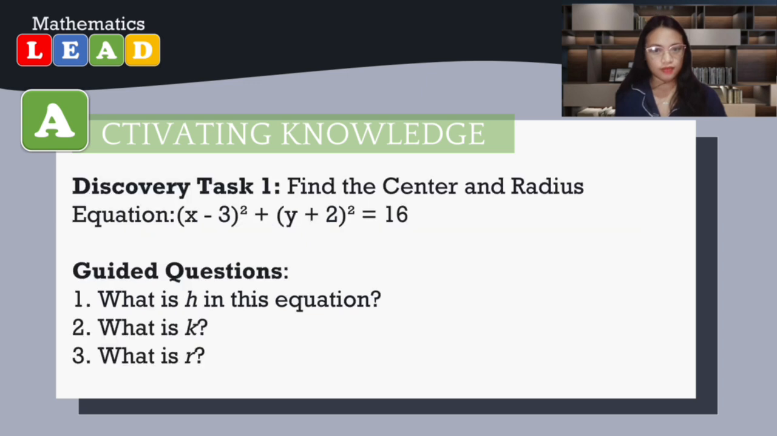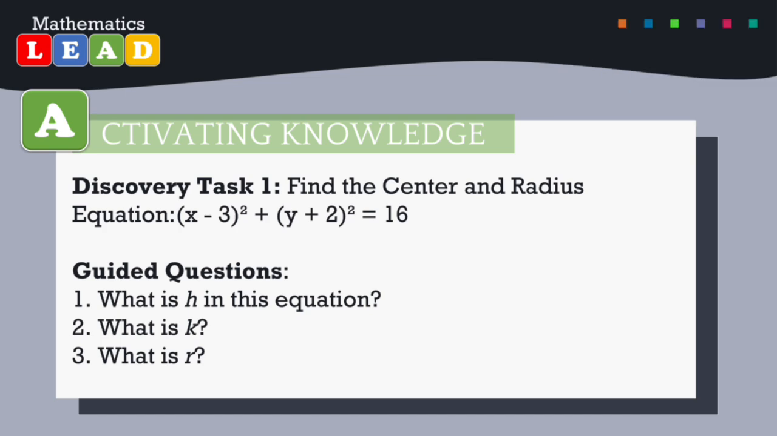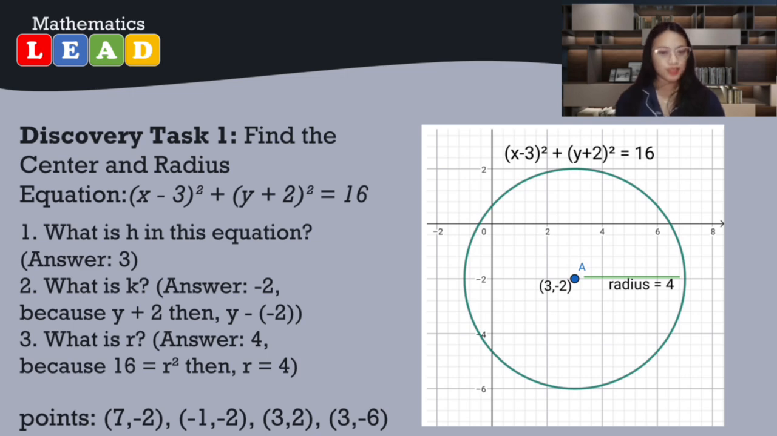Let's try this task. Find the center and radius of this equation: (x - 3)^2 + (y + 2)^2 = 16. For us to find the center and the radius, we have guide questions. What is h in this equation? What is k? And what is r? To answer our task, you may pause the video. If you are done answering, let's check if your answer is correct.